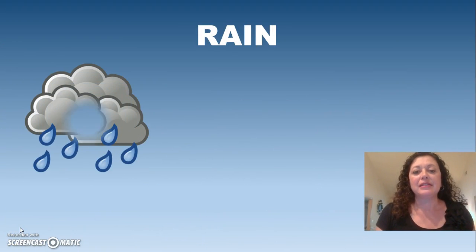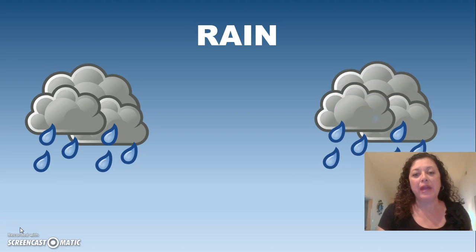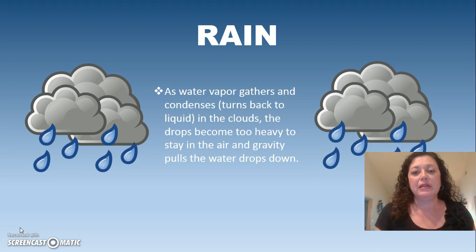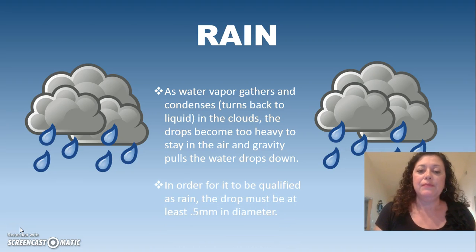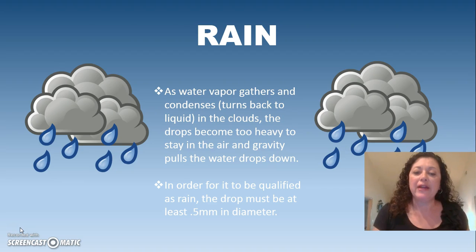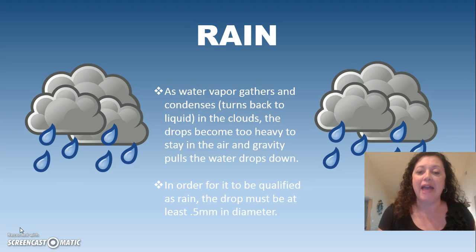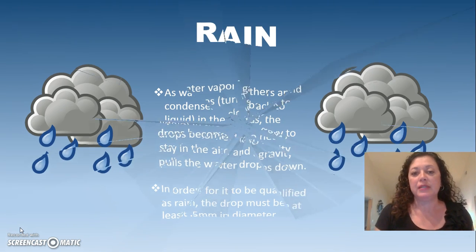Okay, so our next type of precipitation would be rain. Again, as water vapor gathers and condenses, remembering that's cooling and turning back to liquid, the drops become too heavy to stay in the air and gravity does pull the water drops down. In order for it to be qualified as rain, the drop must be at least 0.5 millimeter in diameter. Remember, millimeter, pretty small measurement. It has to be half of that for it to be considered rain. Otherwise, it's just called mist.